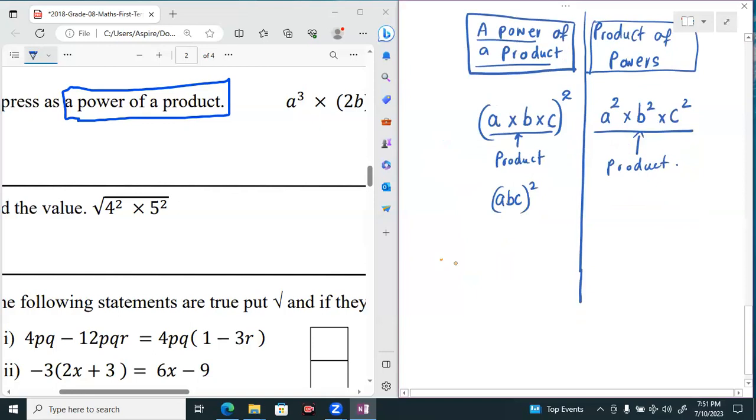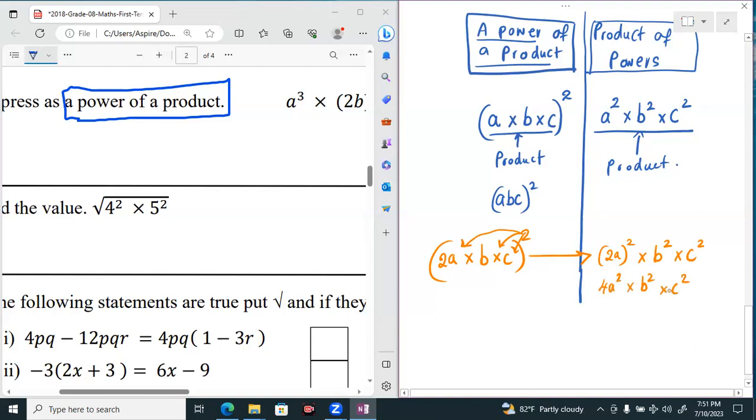If you have given it's kind of this way, 2a times b times c to the power of 2. Ask you to write this as a product of powers. Okay, that means you can see that this 2 belongs to all of these interior terms. That means we can write 2a squared times b squared times c. This means it has been expressed as a product of powers. Then 2a squared, then here 2 times it is 4a squared times b squared times c squared.